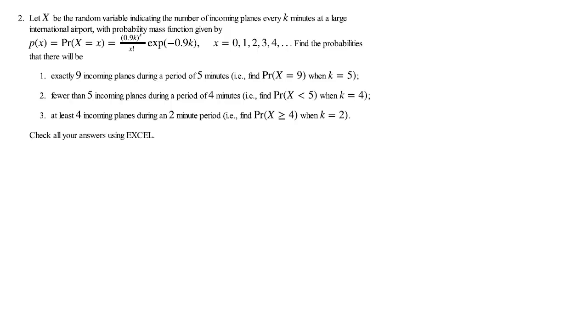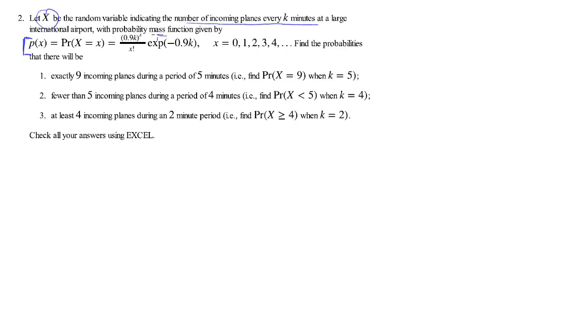So this is question 2 in the probability random variable question set. We have been given information on a random variable that was labeled x and should be the number of incoming planes every k minutes at a large international airport. We are also given a probability mass function.